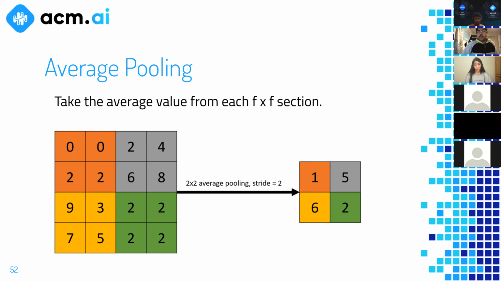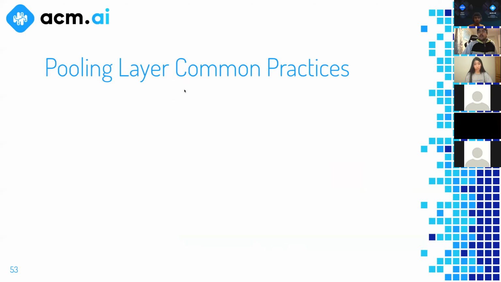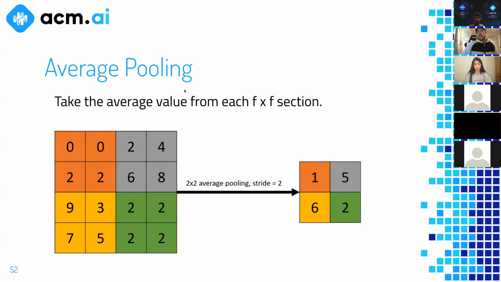So let's just walk through this. We'd have 0, 0, 2, 2, that averages out to 1, because 0 plus 2 plus 2 over 4 would be 1. Similarly for this, it would be 5. For this, it would be 6 and 2 and so on. So that's average pooling. Like it says, average for each of the F by F sections, or the 2 by 2 sections here.